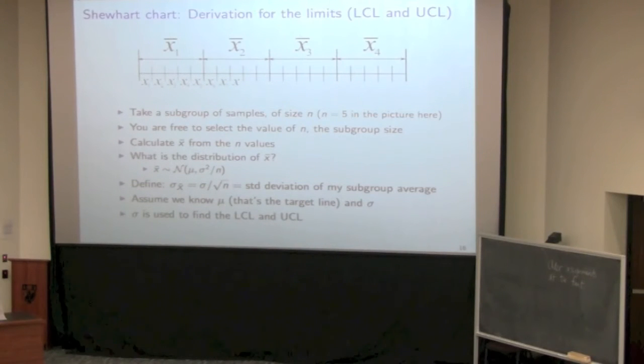Let's say n is equal to 2. Consider maybe the two extremes. Consider n equals 2 and consider n equals 20. What's going to happen to your process detection ability for n equals 2?